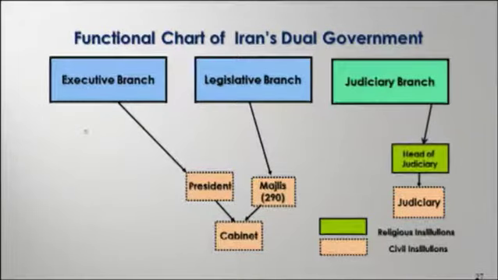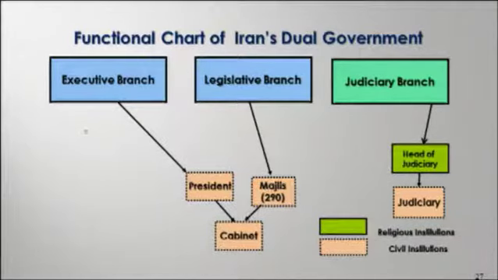So that pretty much identifies the institutions in this system that I have called civilian institutions. The next set of institutions, designated by the green color, are the religious institutions. And the first one there is the head of the judiciary. The head of the judiciary, overseeing the judiciary, is not part of the civilian institutions. The head of the judiciary is appointed by the leader and not the president. And he reports directly to the leader.